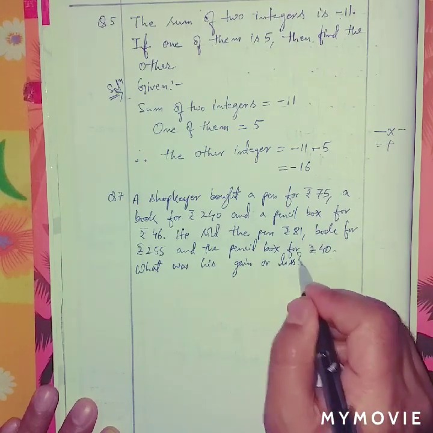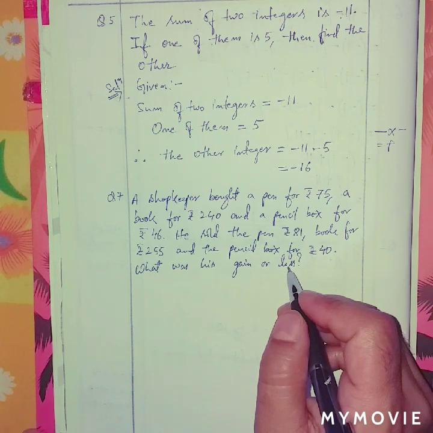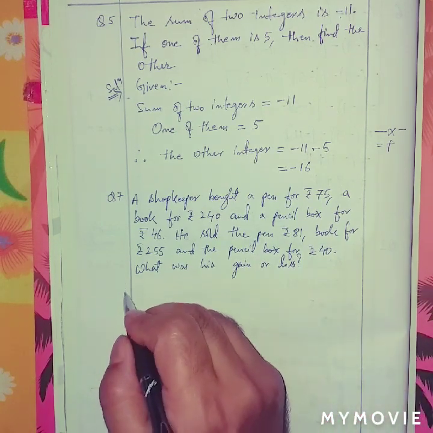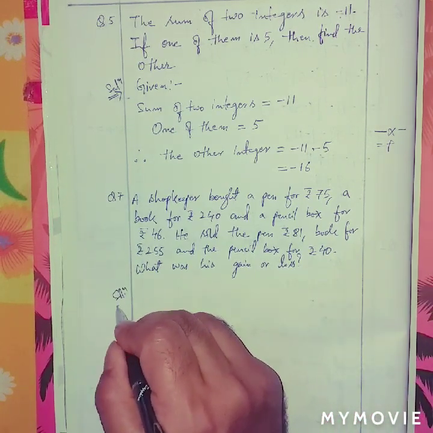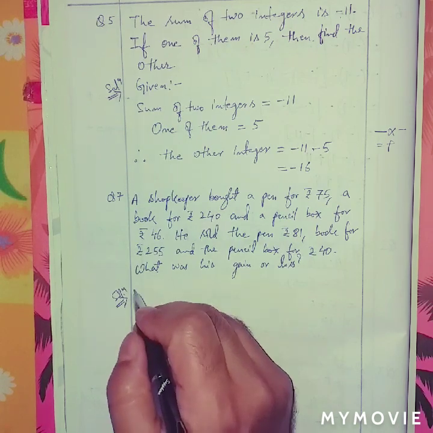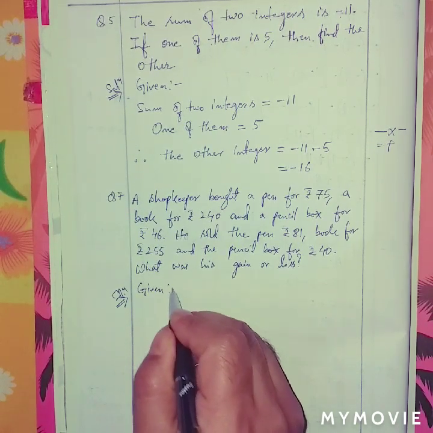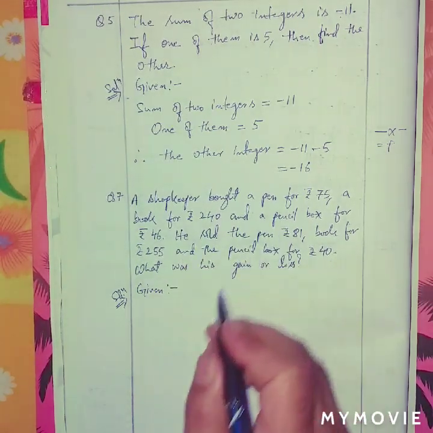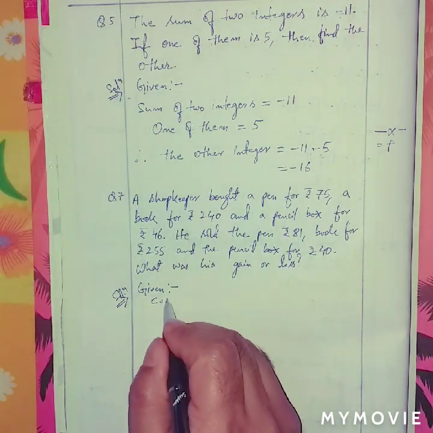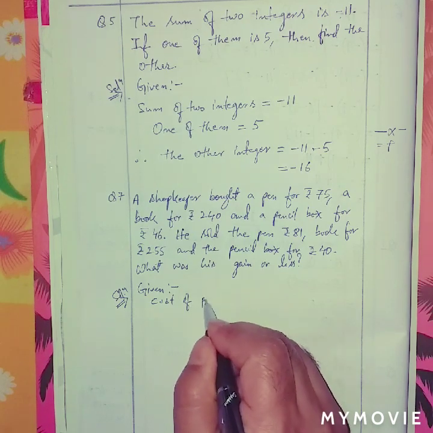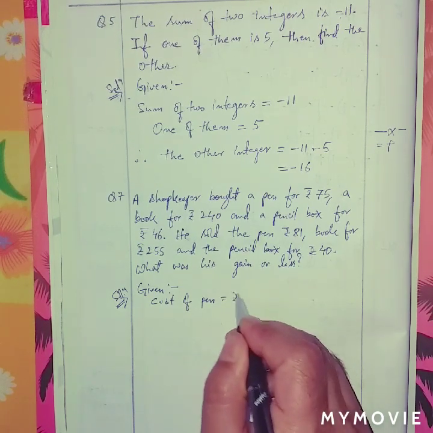This type of question we can also see in the chapter integers. The solution of this one is easy. First of all we will write the given things. What are the given things here? Cost of pen is equal to rupees 75.